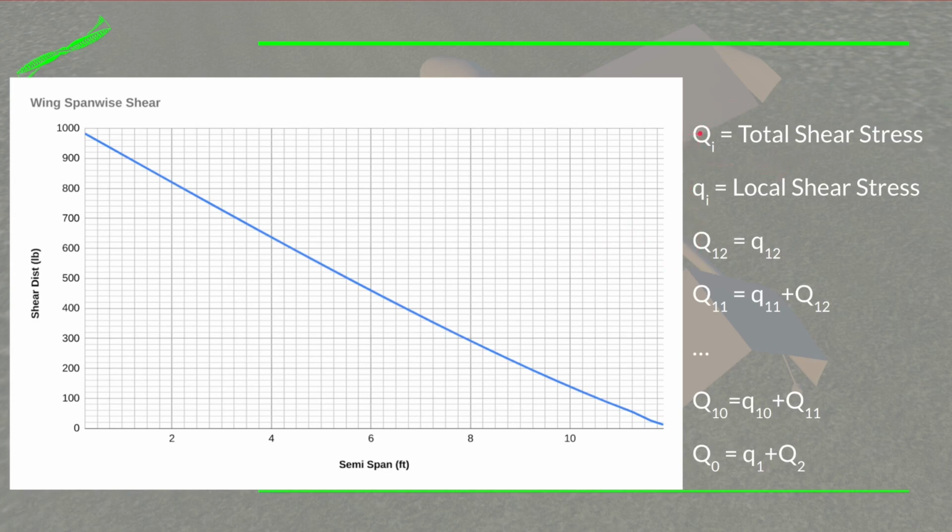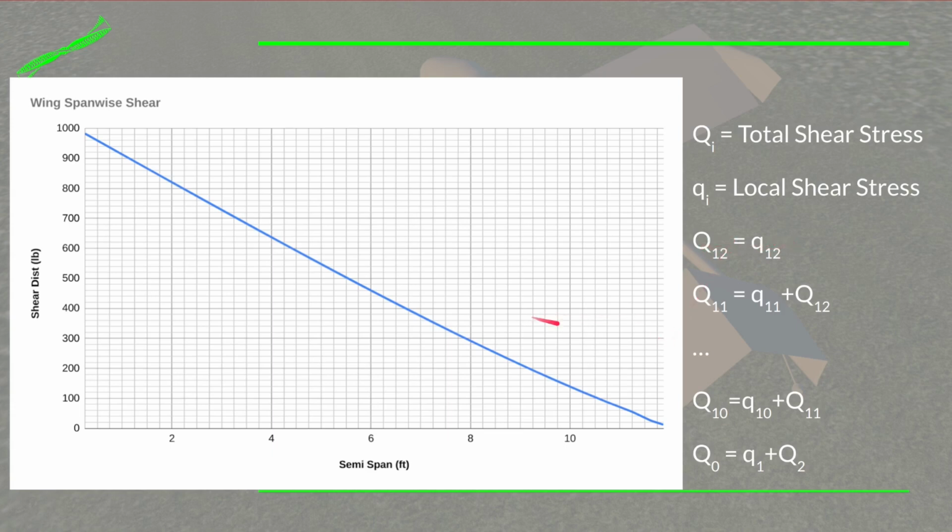So I've got this capital Q, which stands for total shear stress at some particular location along the span. That's what this I is, at some location along the span. A lower Q is local shear stress, or probably more appropriately is load. So shear and the load are closely related. So out here at position 12, your local shear and your total shear are going to be the same. You've only done one section.